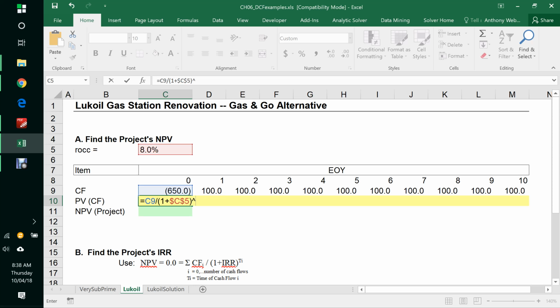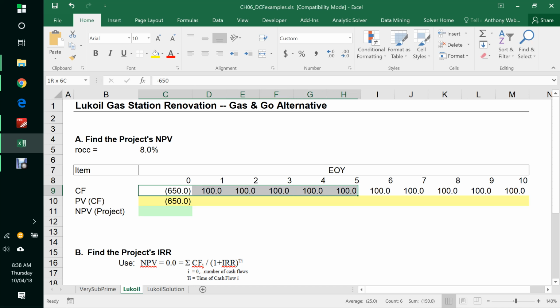And I want to take the 650,000 divided by 1 plus 8% to the 0. Anything raised to the 0 power is 1, so I should get minus 650 here. Also, notice how I have a proper sign convention for all the cash flows now. So everything works out rigorously, mathematically for Lukoil. This is a negative cash flow at t equals 0. All the other cash flows are positive. So with the NPV and the IRR method, we're going to be working with a rigorously correct sign convention.